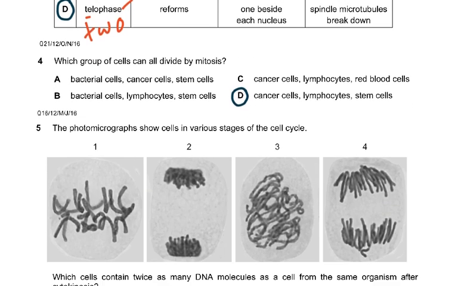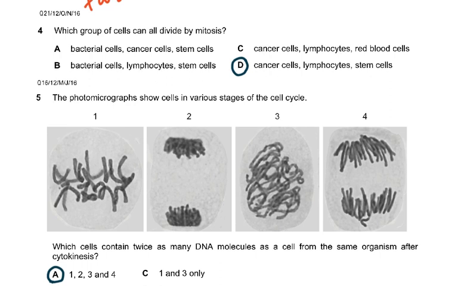Then it says which group of cells can all divide by mitosis. Now the first thing to cancel out was bacteria. Bacteria divide by binary fission. They never divide by mitosis. You have to know this. This is from chapter 1. And then cancer cells, lymphocytes, red blood cells. Red blood cells cannot divide by mitosis. There is no nucleus in them. So cancer cells, you're left only with choice D.